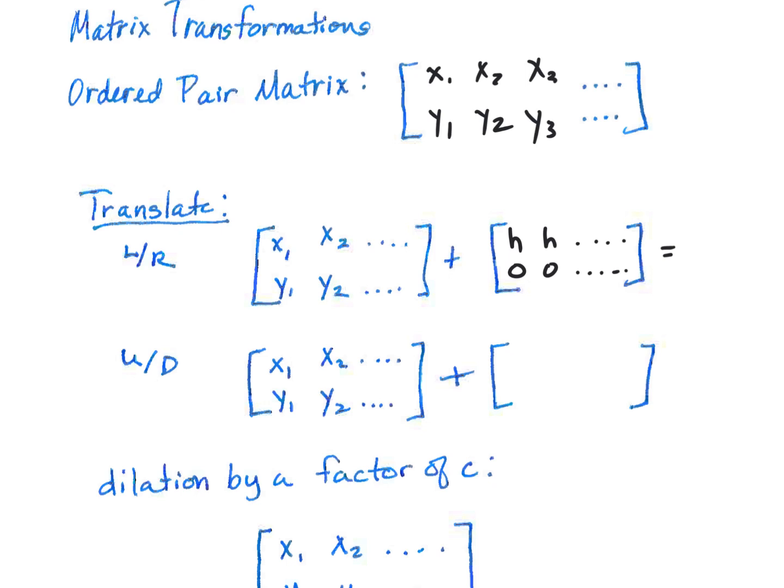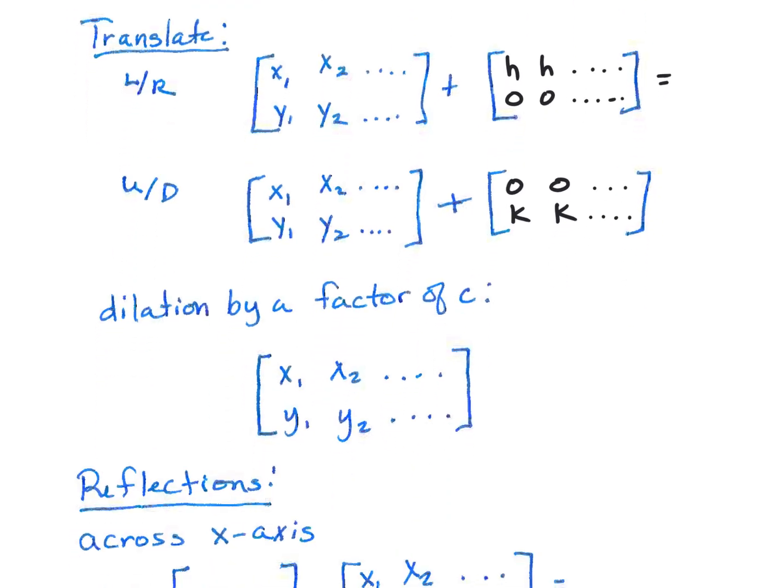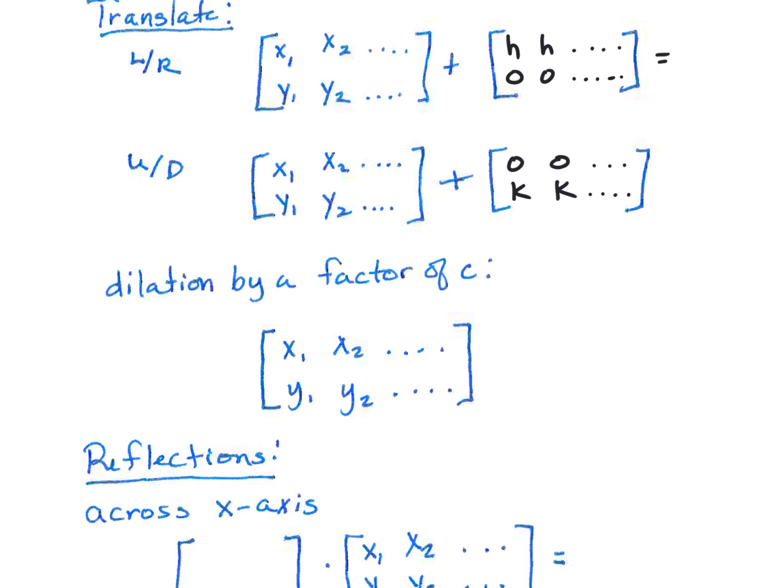So up, down should be pretty reasonable to understand. Instead of the H's going there, we're going to put zeros for X's, and then we're going to put a number, whatever number we're moving up or down, into the Y spot. Now, if we are dilating by a factor of C, we are simply going to multiply everything through by C. So whatever the dilation factor is just goes out there. Okay?